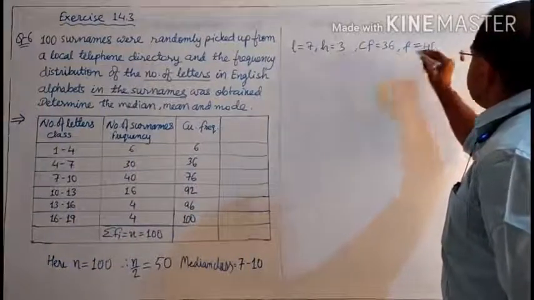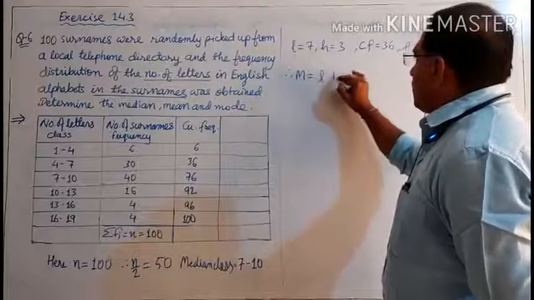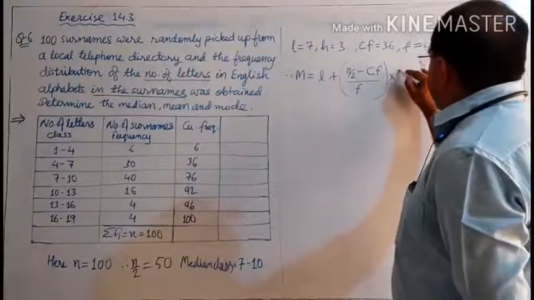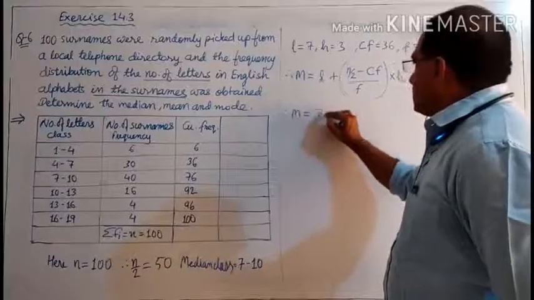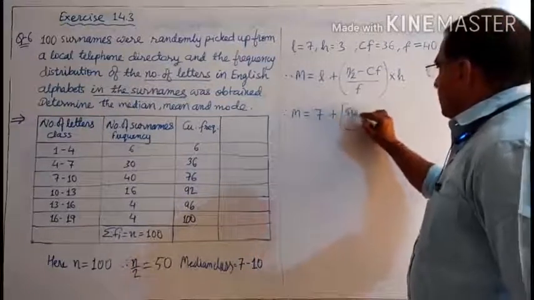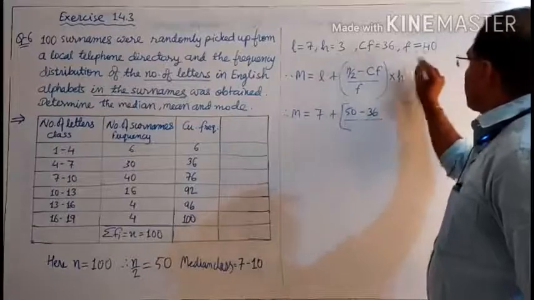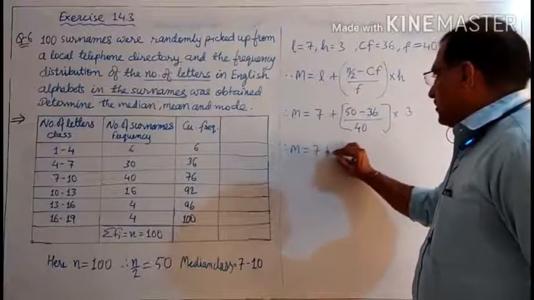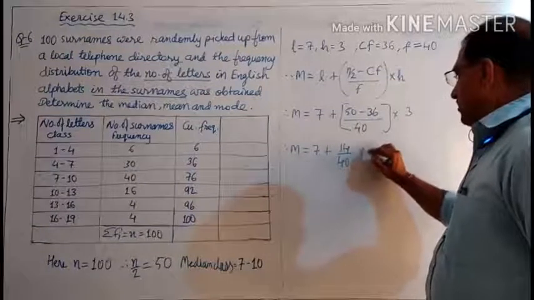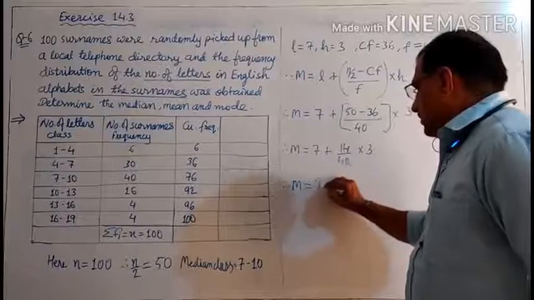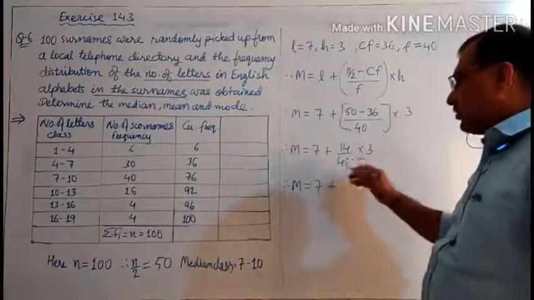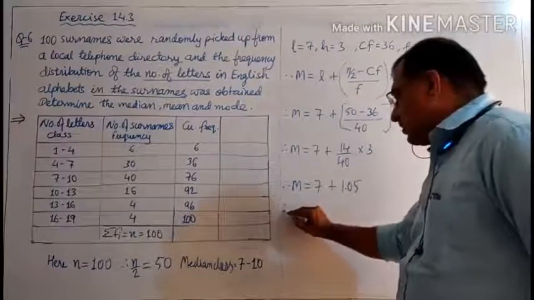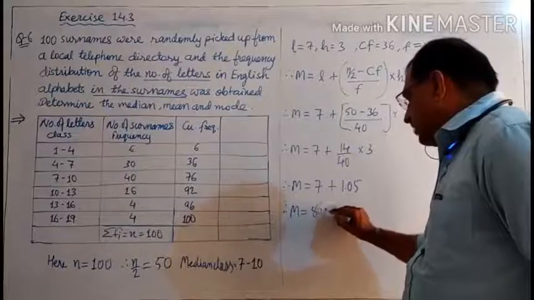So now we can find the median. Therefore median is equal to L plus n by 2 minus CF divided by F multiplied by class width. So median is equal to 7 plus in bracket n by 2, that is 50, minus CF, that is 36, divided by frequency, that is 40, multiplied by class width 3. So median is equal to 7 plus 14 divided by 40 multiplied by 3. That is 7 plus 14 3s are 42 divided by 40, or 2 we can cut, then 7 3s are 21 divided by 20, and that is 1.05 exactly, and therefore median is 7 plus 1.05, that is 8.05.